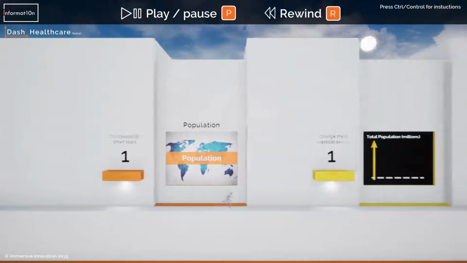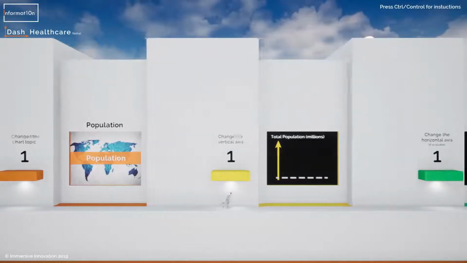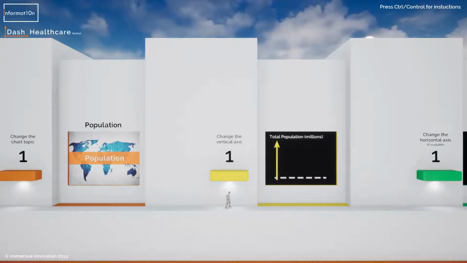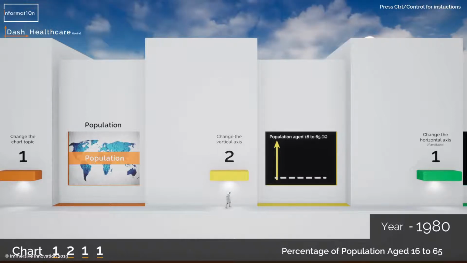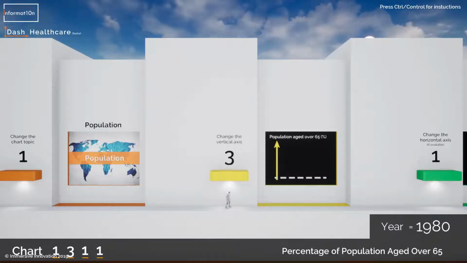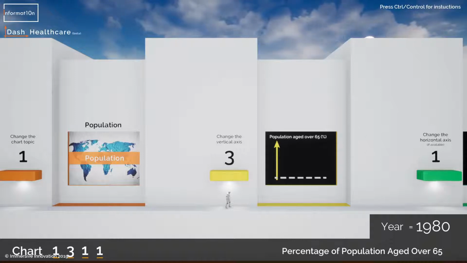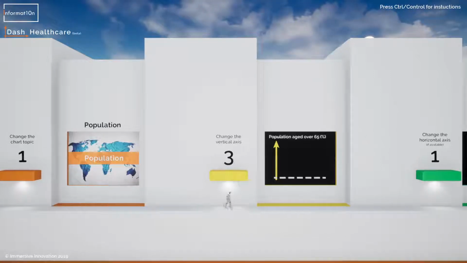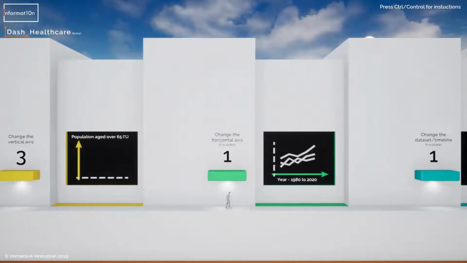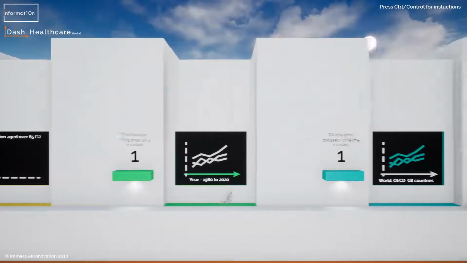The second one, by default, is the total population in millions. So that's the one we just saw over to the right. I'm going to hit that one and change it to population age 16 to 65. So that's the percentage of the population in that age group. And I'm going to hit it one more time so I can look at the population aged over 65. And then this third selection box, I'm going to leave it as it is. And the fourth one the same.